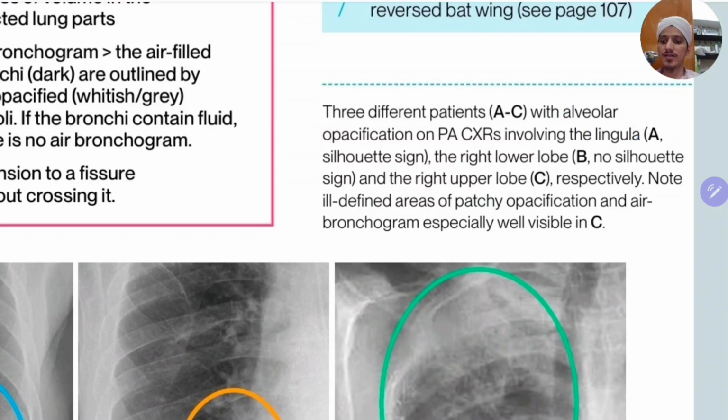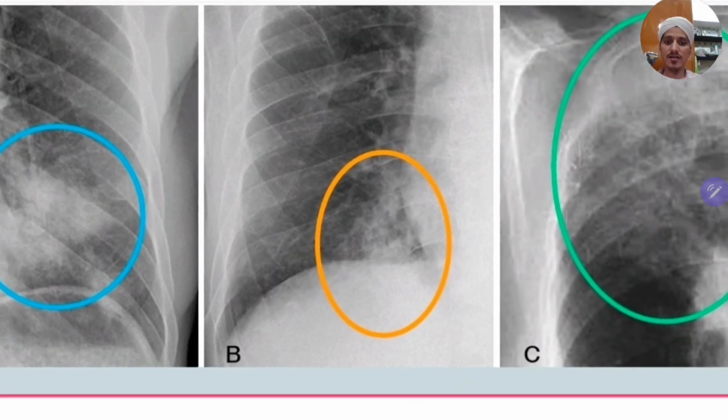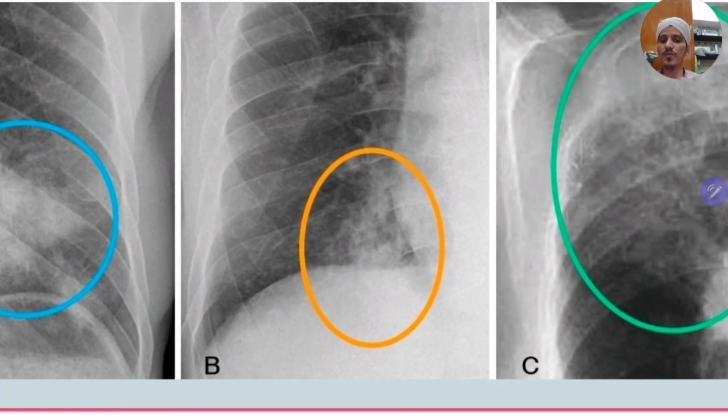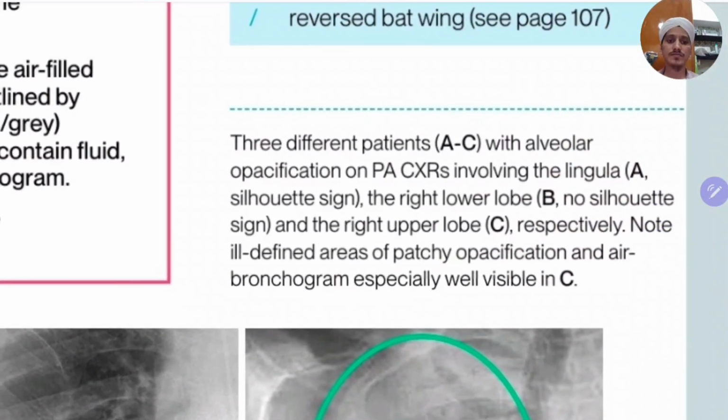Now coming to the second case. You can see opacification here also. These are fluffy or cotton like opacities, but the cardiac border you are able to differentiate. That means it is not involving the middle lobe and it is in the lower zone. That means it is right lower lobe pneumonia. Let's see whether we are right. Yes, it is right lower lobe pneumonia.